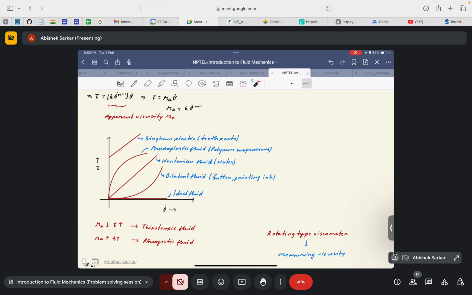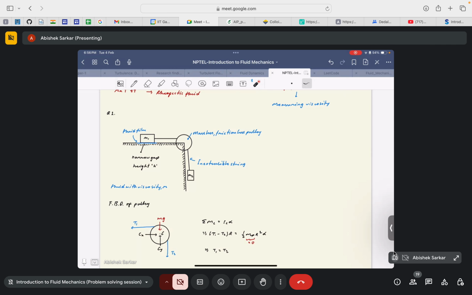Okay, so this example was taken by Professor Chakraborty. There are two masses attached to a pulley, which are attached by a string, and this mass m1 is sliding over the surface, and there is a thin liquid layer between this mass m1 and the surface, which acts as a lubricant between the mass and the surface, which encourages its motion.